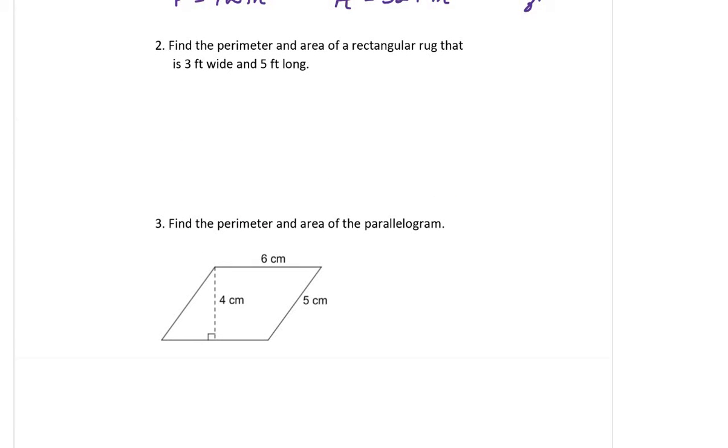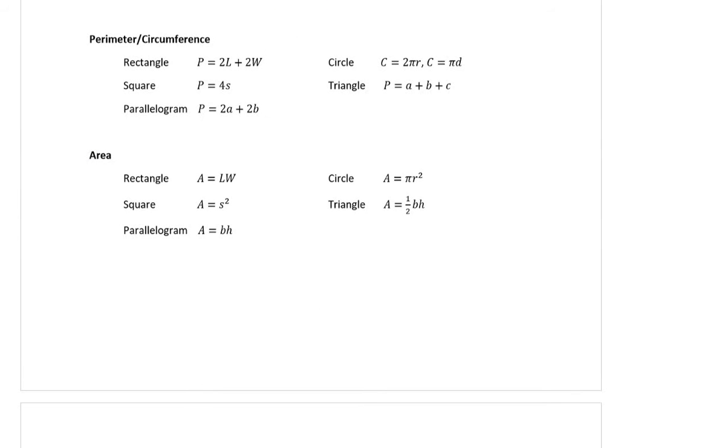Problem 2, find the perimeter and area of a rectangular rug that is 3 feet wide and 5 feet long. So again, I want to make a quick sketch. 3 feet wide and 5 feet long, and I am wanting to use my reference sheet to find the formula for the perimeter of a rectangle and the area of a rectangle. There's another perimeter formula that you also may be used to seeing. Perimeter is 2 parentheses, the length plus the width. It doesn't matter to me which formula you use.